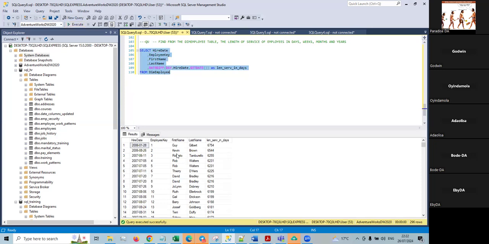So these are the names of the employees, their employee key, their hire dates, the length of service in days. So you can see straight away that we can get the length of service in weeks, in months, in years. All we do is change this to weeks.